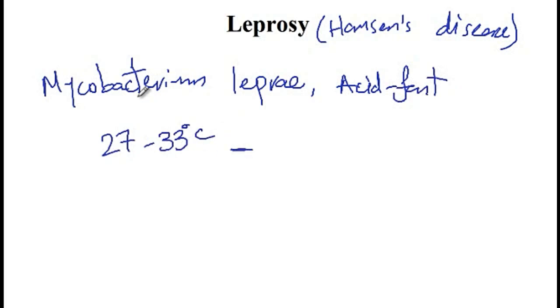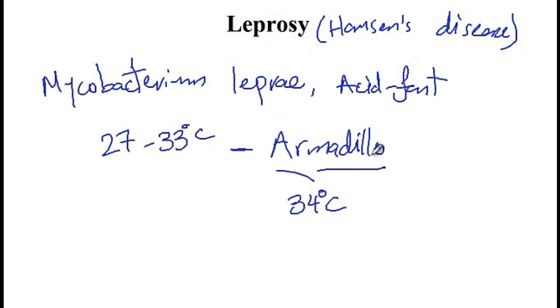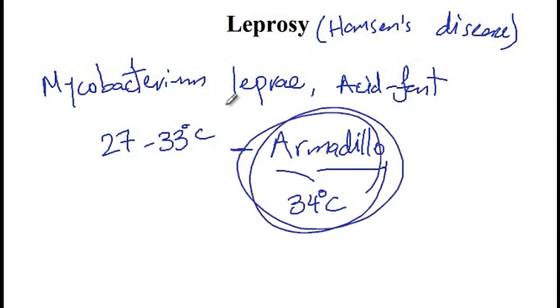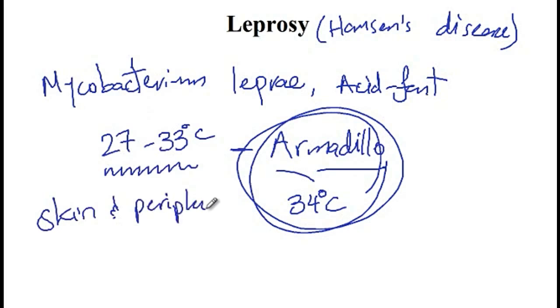And the most important reservoir for Mycobacterium leprae is the armadillo. The fact that the armadillo's temperature is 34 degrees C makes it an important reservoir, so this bacterium can grow easily in the armadillo. At the same time, since 27 to 33 degrees C is the ideal temperature for Mycobacterium leprae, the skin and peripheral nerves are the tissues that are most commonly infected.